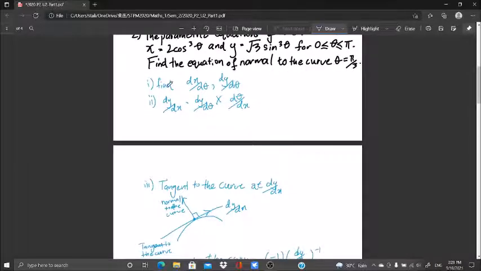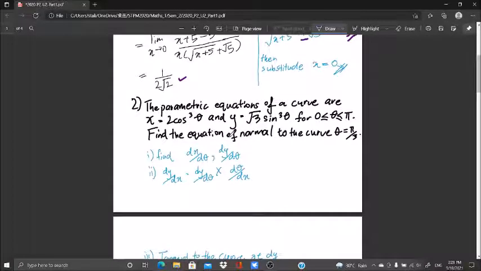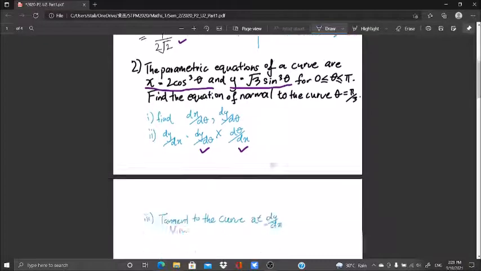In order to find dy/dx, we must use the chain rule, because x is in the theta term and y is also in the theta term. So in order to find dy/dx, we must first multiply dy/d theta with d theta/dx. And d theta/dx is actually the inverse of dx/d theta. You invert it, and you will get d theta/dx.